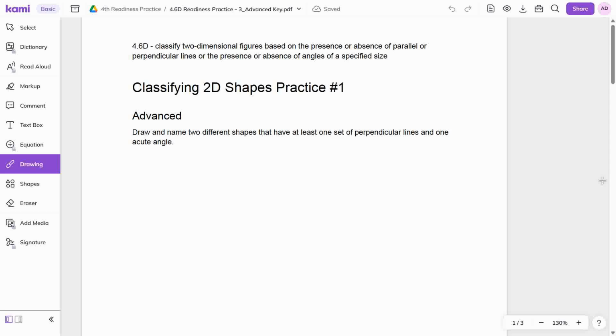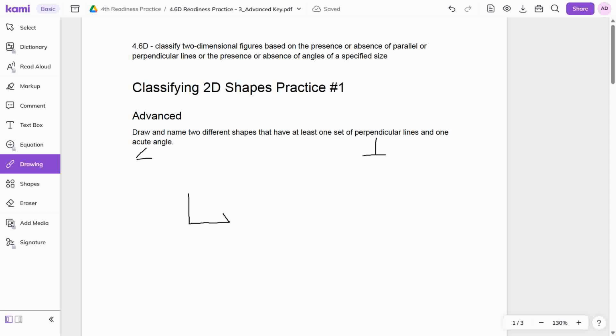So first we need to draw and name two different shapes that have at least one set of perpendicular sides. Those are sides that form right angles like this. It's represented by what looks like an upside down capital T, and one acute angle, an angle that is less than 90 degrees. Right? So we can start with a right angle, and then we can start with an acute angle, and we can say to ourselves, what could we make with that?